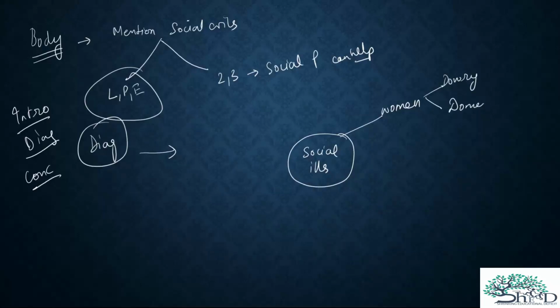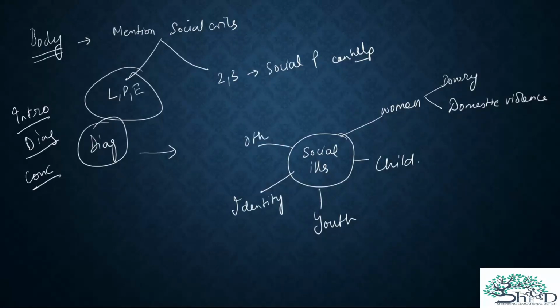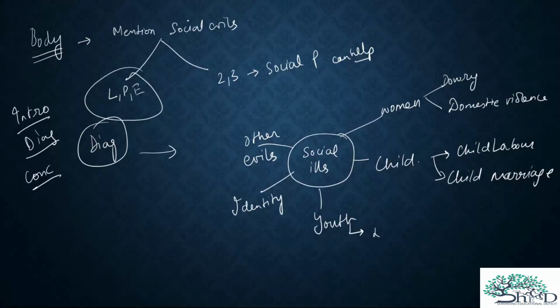and domestic violence. Don't take too many examples, pick the most relevant examples. Okay, then child, then youth, then identity, then other evils. Okay, for child, what I think you can easily guess it: child labor, then child marriage. For youth, drug problems. Okay, radicalization, which is actually happening.